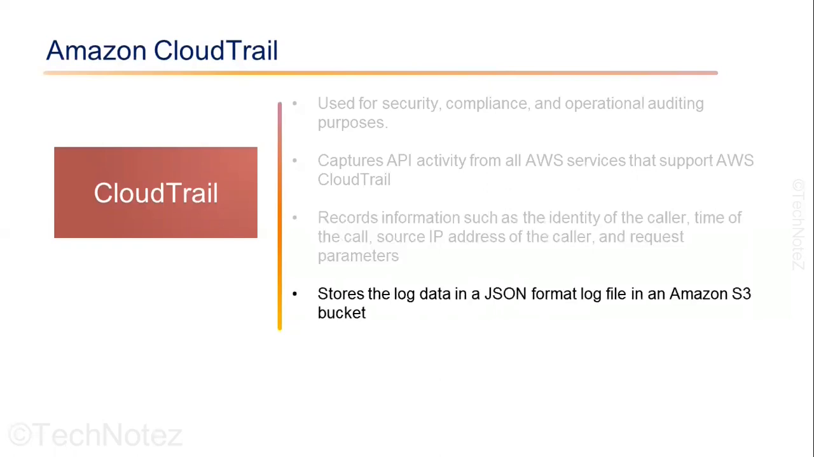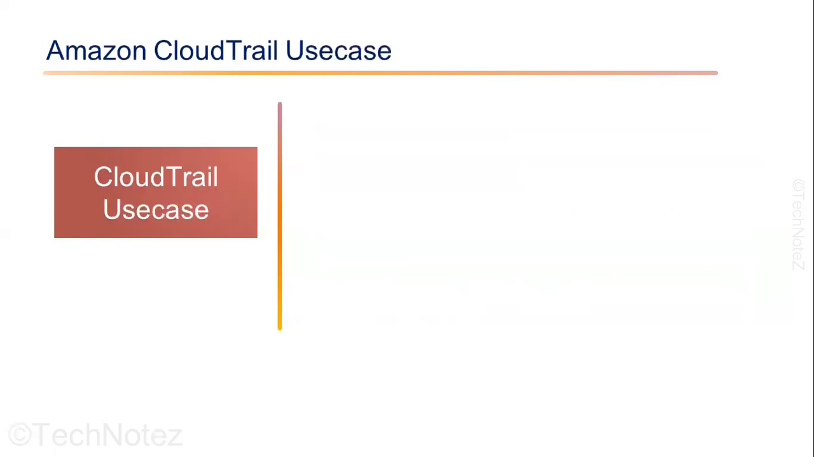This information is stored in a JSON format log file in an Amazon S3 bucket, and that can be used for auditing purposes later. CloudTrail is easy to set up and use. You can enable CloudTrail for your AWS account with just a few clicks in the AWS Management Console. Once enabled, CloudTrail logs all supported API activities in your AWS account. And you can use AWS tools and services to analyze and visualize the log data.